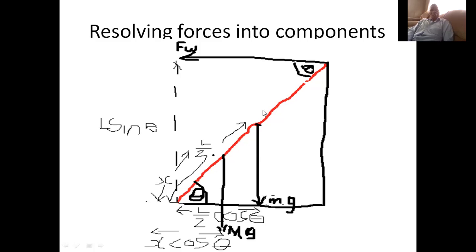For the weight of the ladder, the distance perpendicular to the force from the point of action down here would be L over 2 cos theta, considering that the length of the ladder is L, and therefore the middle is at L over 2. That's why we have L over 2 cos theta. This is the distance perpendicular to the weight of the ladder.